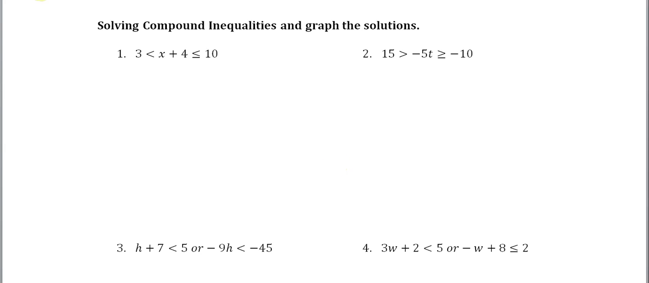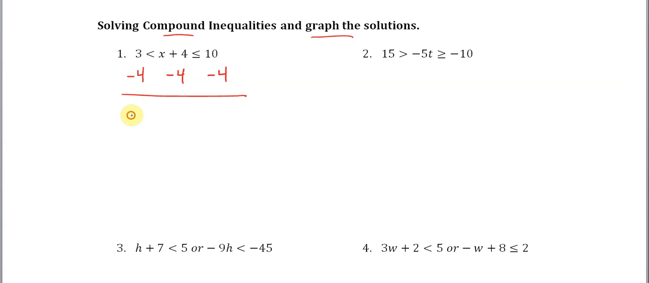In this video, we will solve compound inequalities and then graph the solutions. So here we want to isolate x. We have 3 is less than x plus 4, which is less than or equal to x plus 10. So to isolate x, we subtract 4 from the statement in the middle. And to keep everything balanced, we have to subtract 4 from all the other parts of the statement as well.